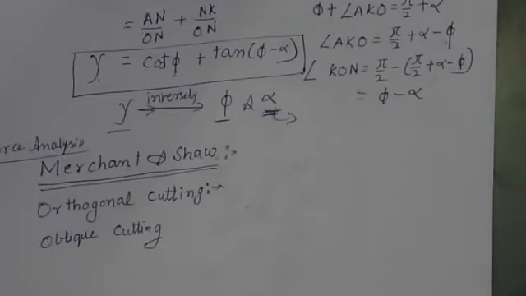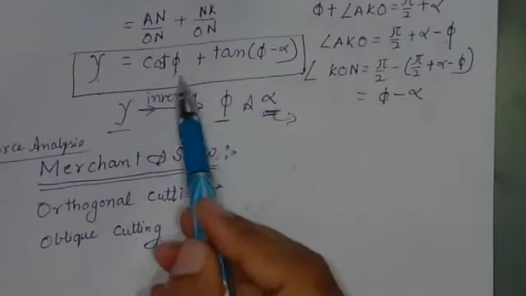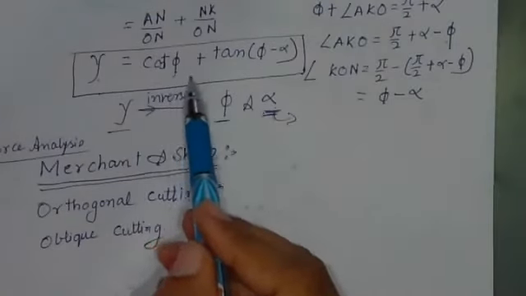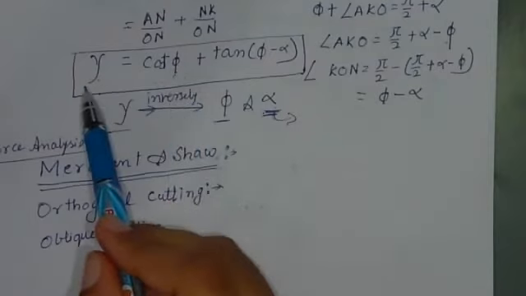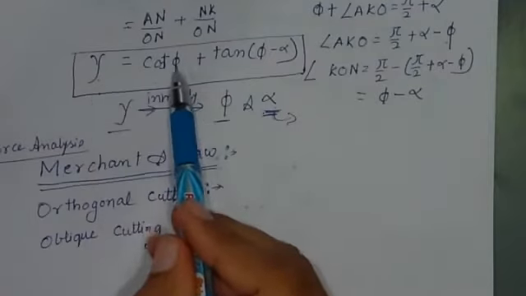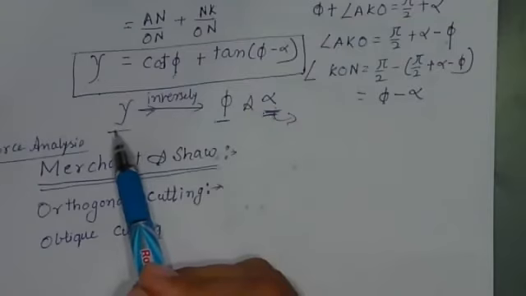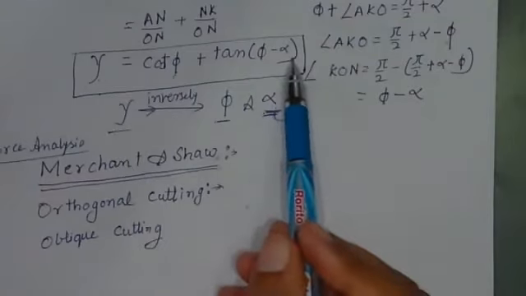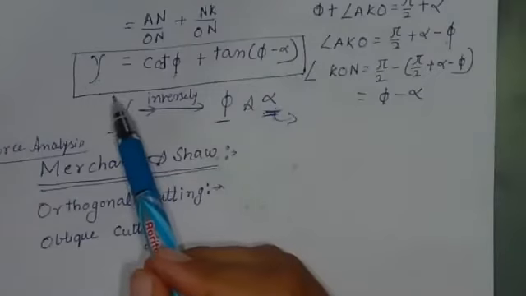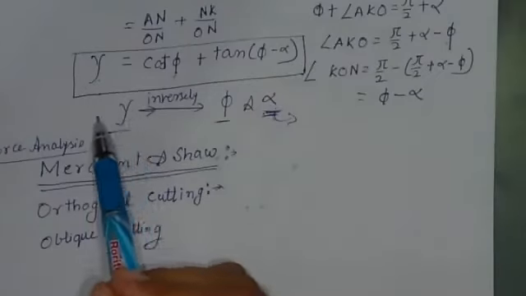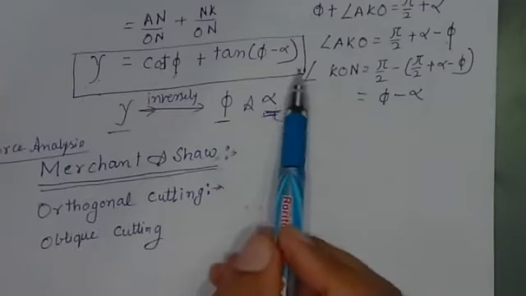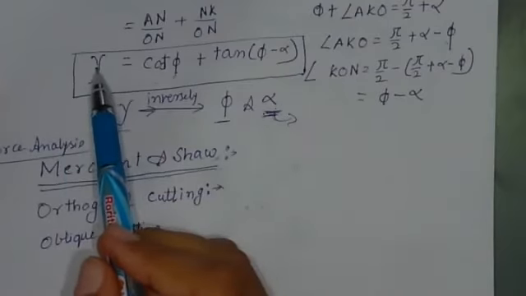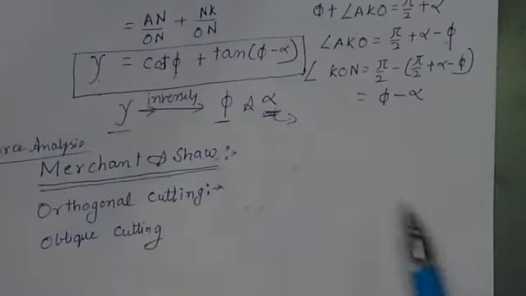So there is a question from someone who is asking how the shear strain is dependent. By using this simple equation, you can determine the dependence of shear strain on phi. So if you increase the phi, the gamma will decrease, or if you increase the alpha, the gamma will again decrease. It's a simple mathematical expression which can determine the dependence of shear strain over phi and alpha.